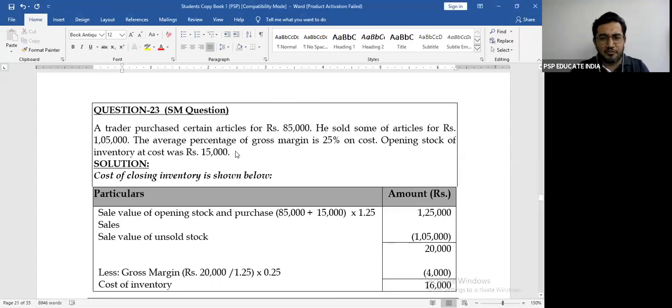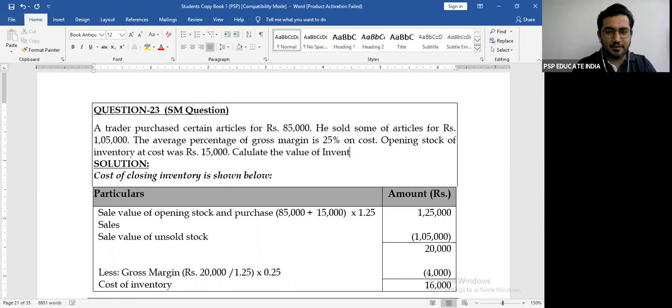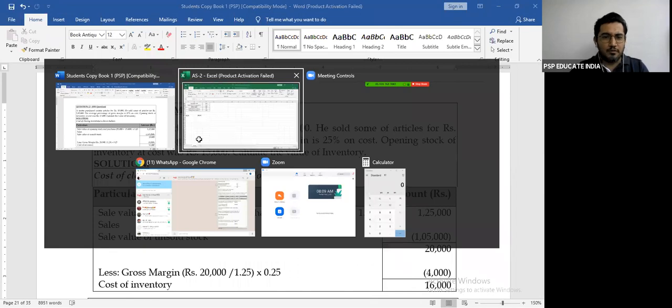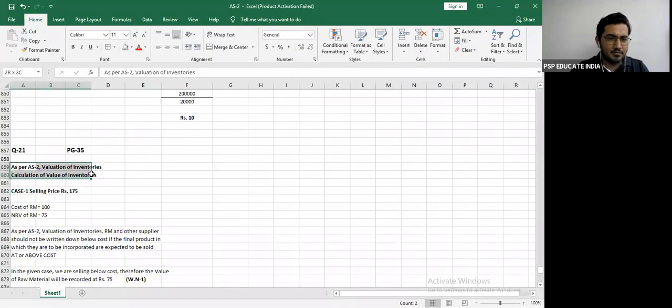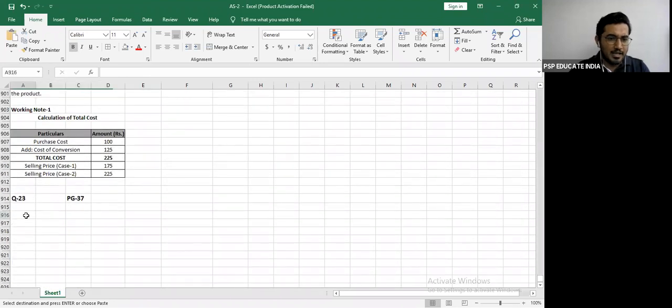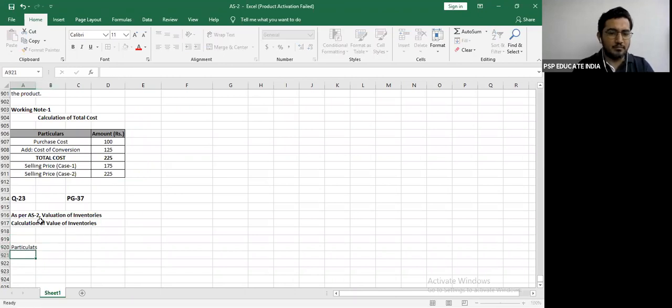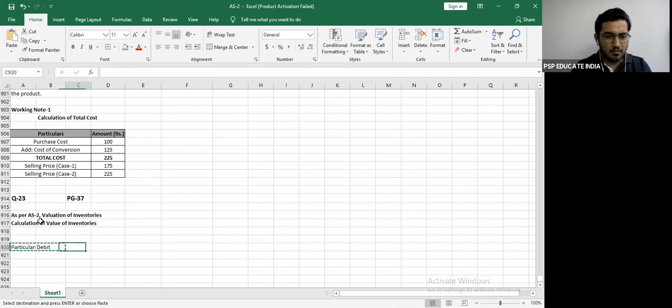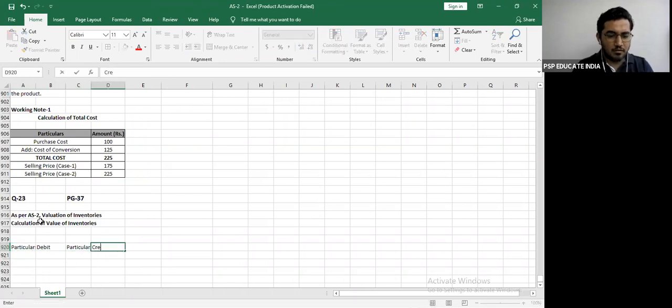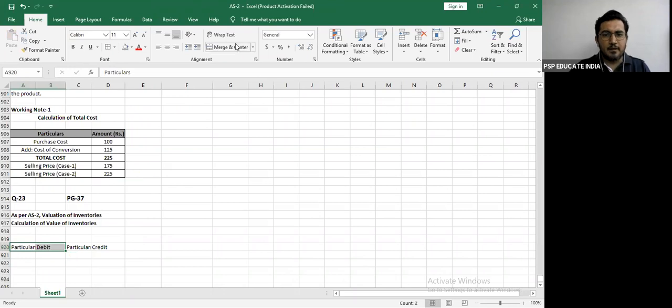Next it says, opening stock of inventory was 15,000. What do we have to do? Calculate the value of inventory. Put your first statement. Let's calculate the value of inventory in this case. As per accounting standard 2, valuation of inventory. Prepare a proper trading account.